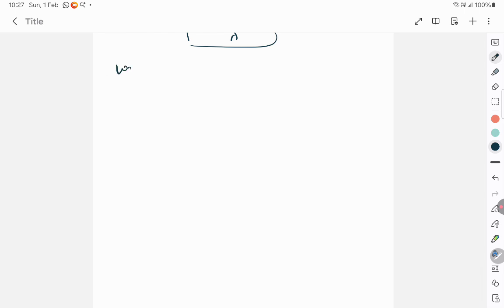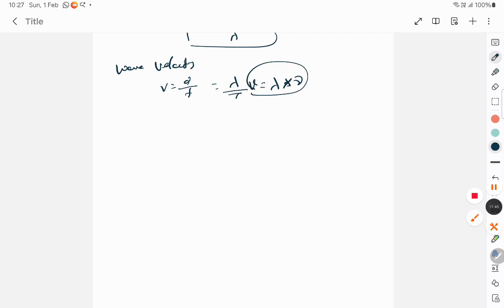Then of course there is the wave velocity. I already told you what wave velocity is. Velocity is distance by time. So lambda by capital T, or lambda into mu. Lambda into mu is the velocity of the wave. Okay.